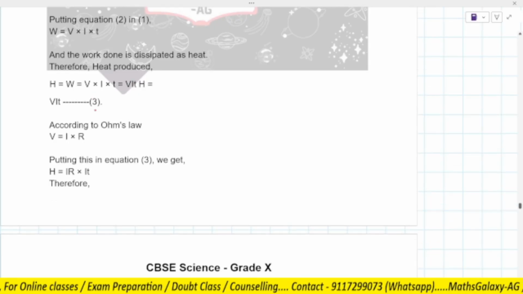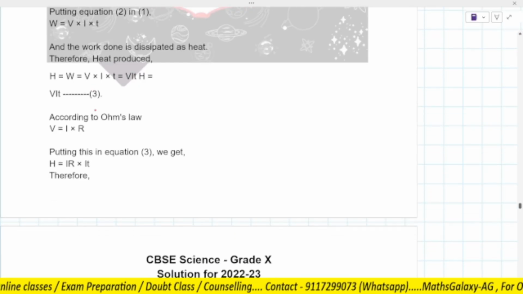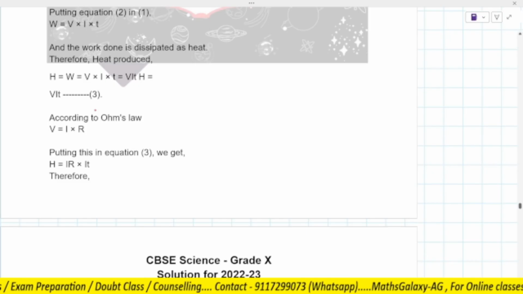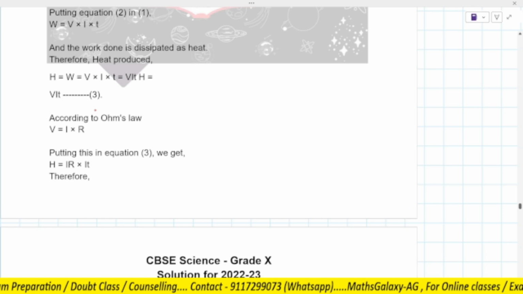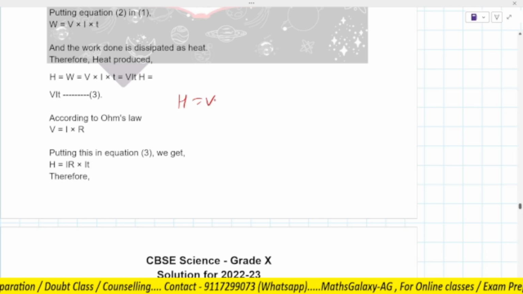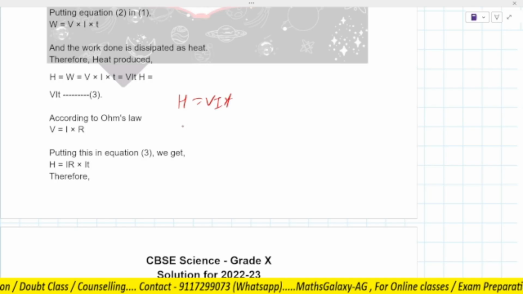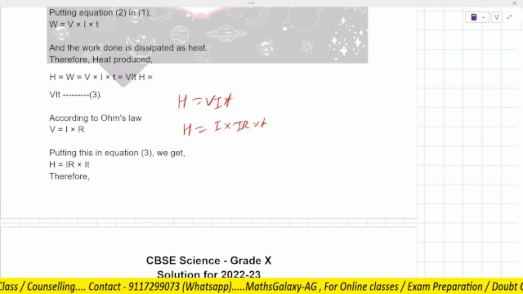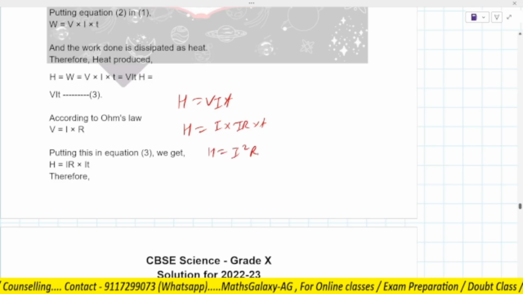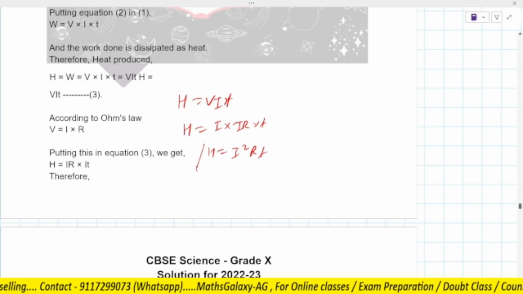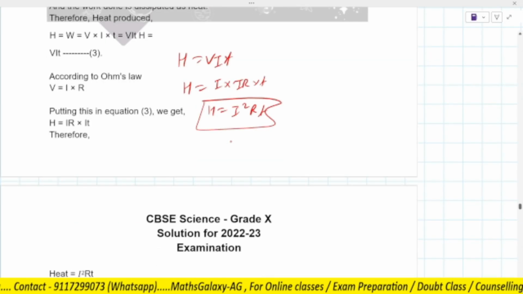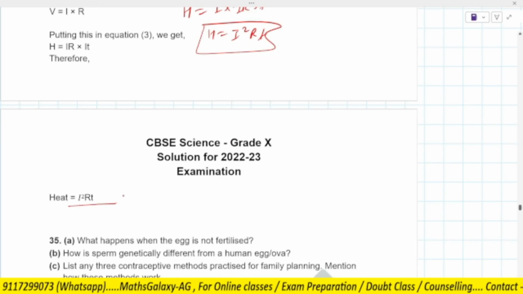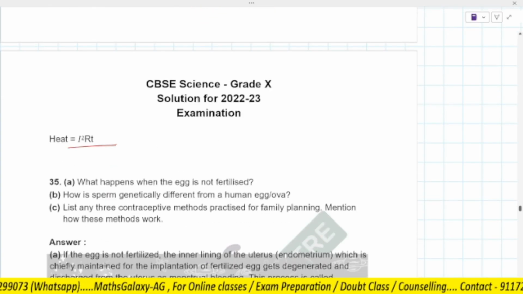Is it clear? Now according to Ohm's law, as we know, V equal to IR, right? So putting this value in equation 3, that is H equal to VIT, in place of V we will put IR. So it will be I into IR into T. So H equal to I square RT. Hence proved. Is it clear? See here, therefore heat equal to I square RT. Right? Is it clear or not?